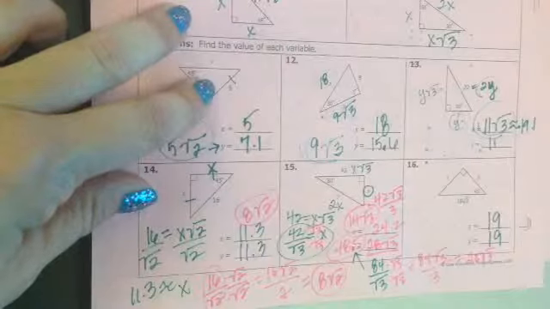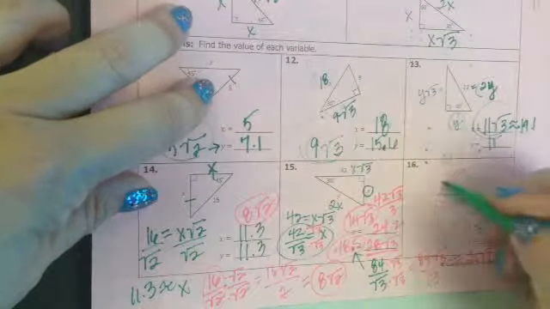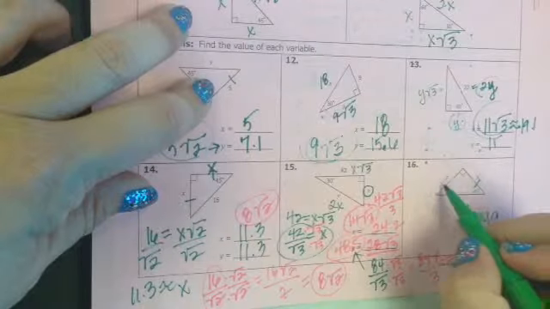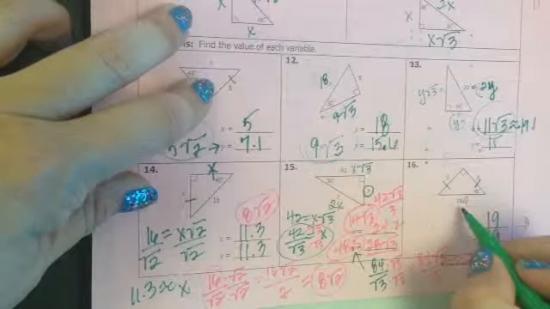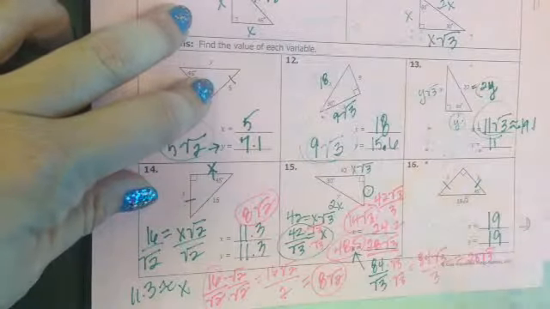I just dropped those in there without doing a whole lot of thinking. This is a 45, 45, 90. These two lengths are the same. The hypotenuse is that length times radical 2. So those lengths must have been 19.